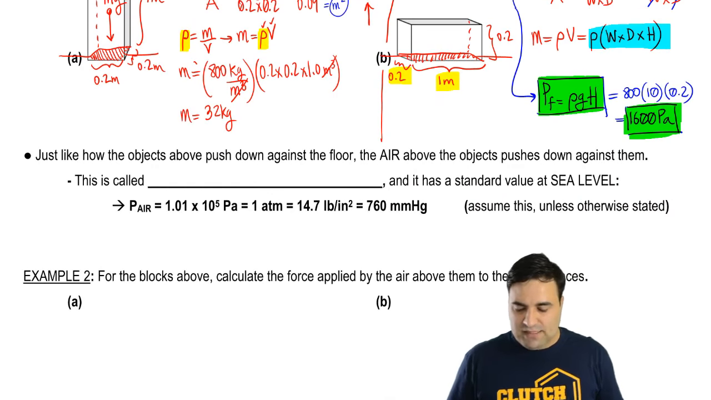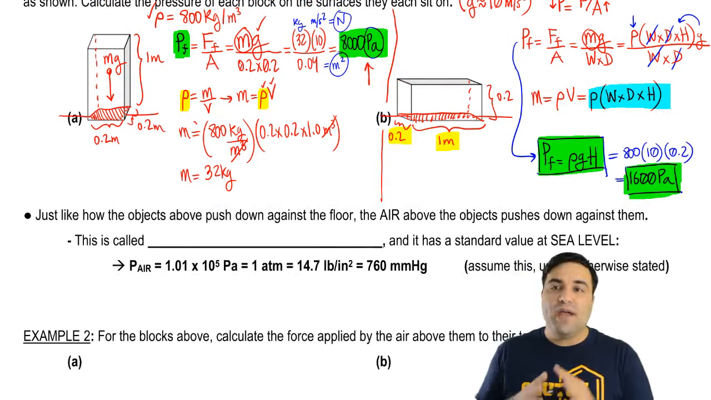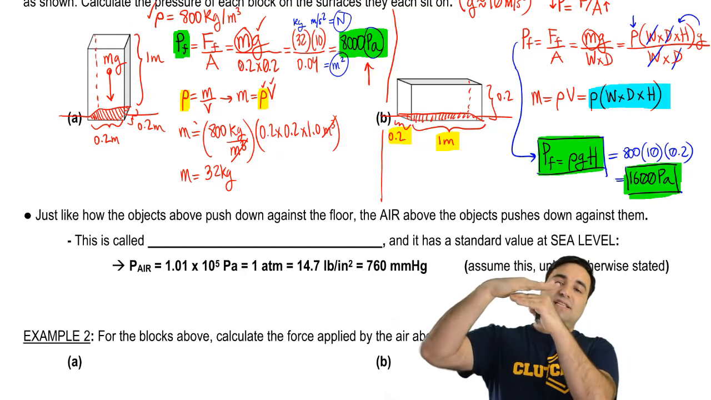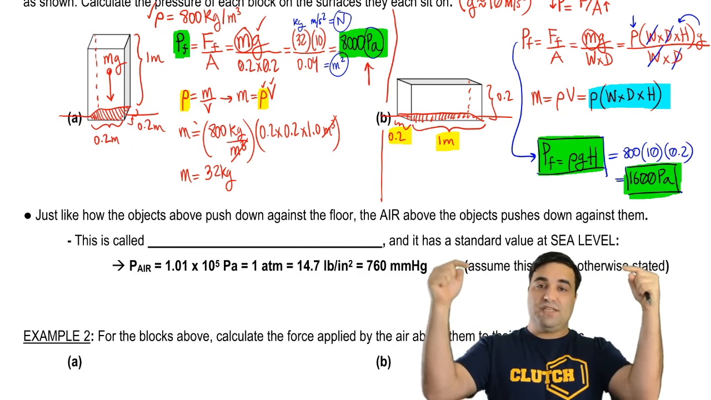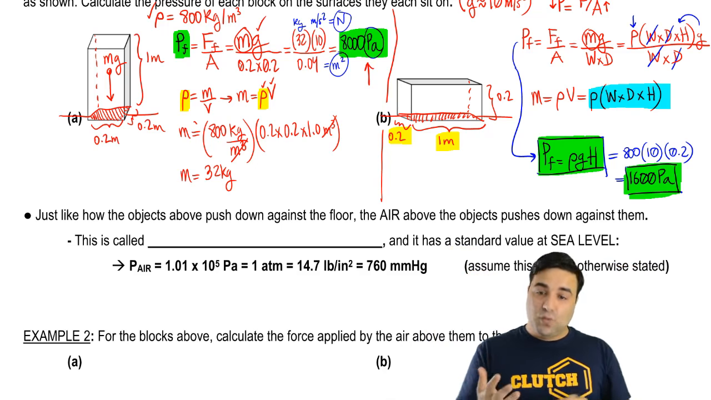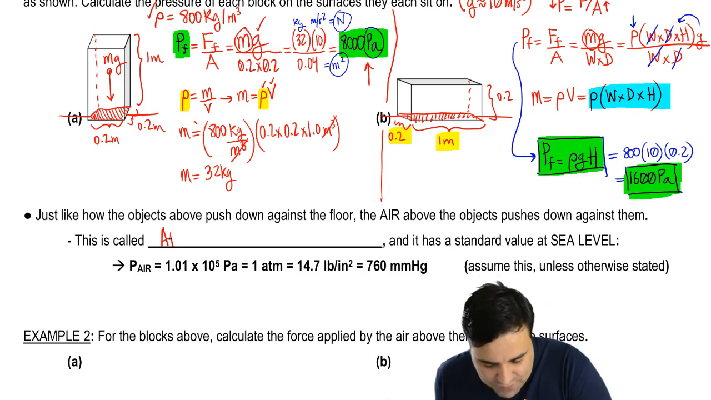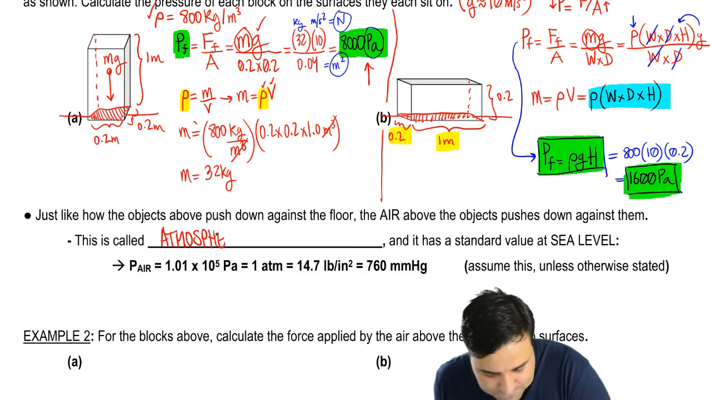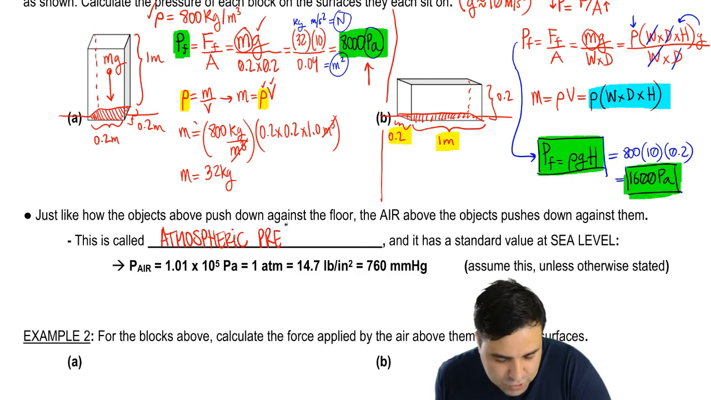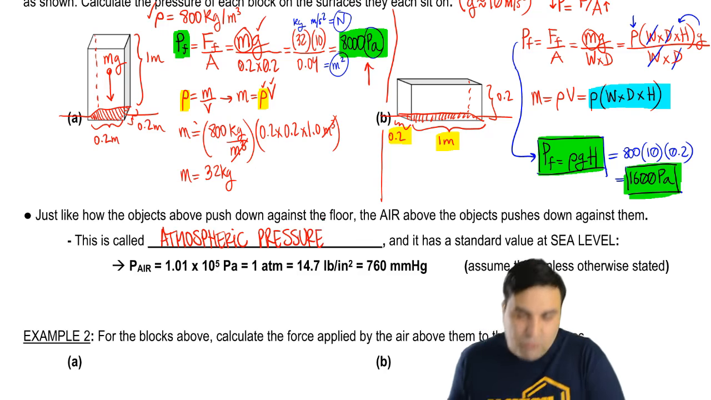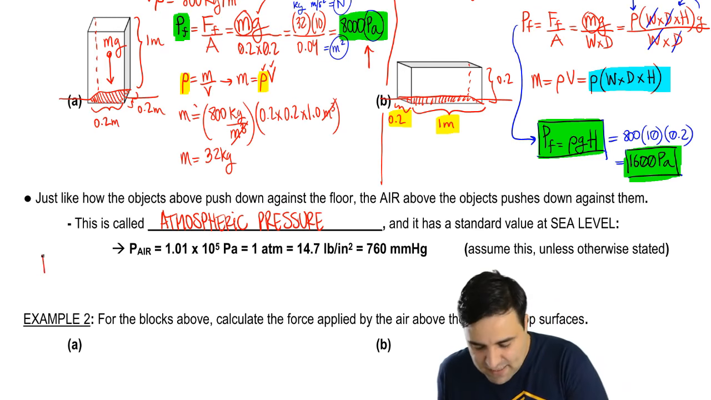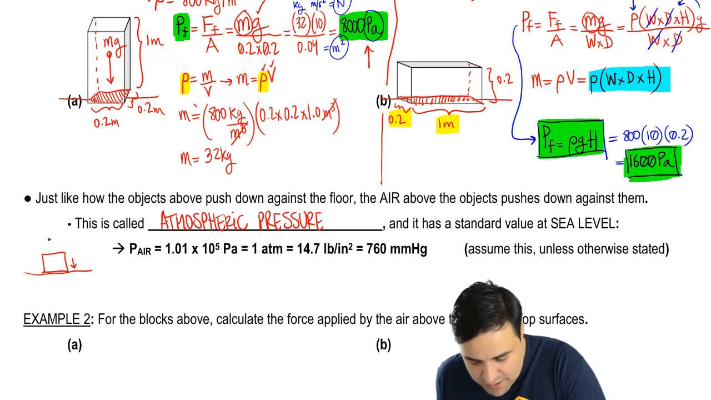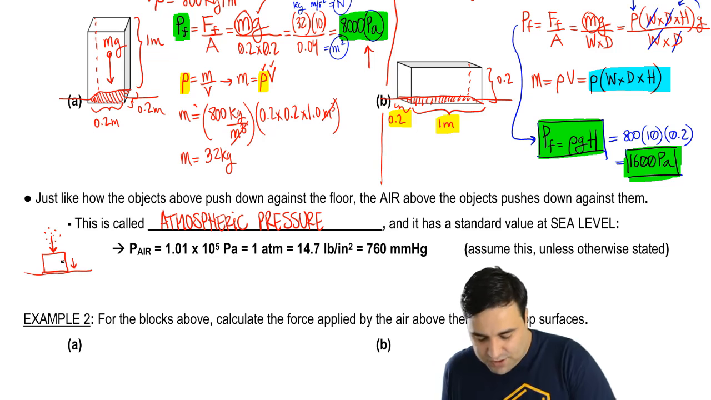Okay, so now let's talk about something else. And this is the last point I'm gonna make here. Just like how you can have an object that is applying pressure against a surface, you can also have air molecules around objects applying pressure on them as well. So that is called atmospheric pressure. Atmospheric pressure is the pressure due to air molecules around you that are pushing against you or against an object, okay? So the idea is that a box will apply pressure on the floor, but then air molecules directly above will apply pressure on the object, all right?